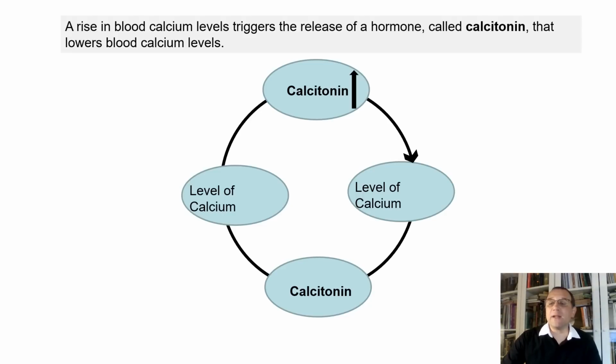Release of calcitonin leads to a decrease in calcium level. A decrease in calcium level leads to a decrease of calcitonin. A decrease of calcitonin leads to an increase of calcium level. And an increase of calcium level or calcium ions leads to an increase of calcitonin, and so on.